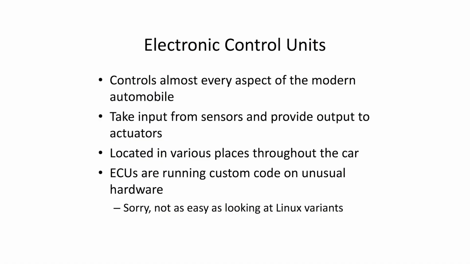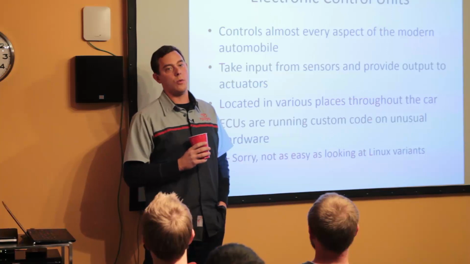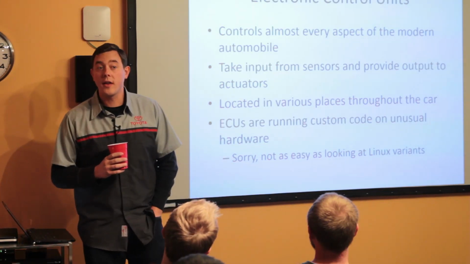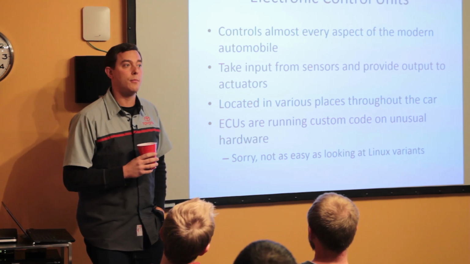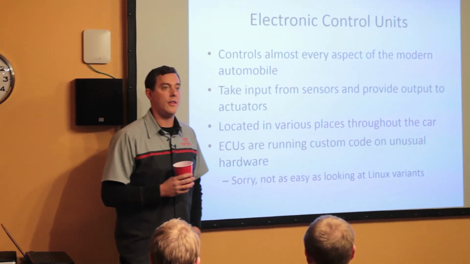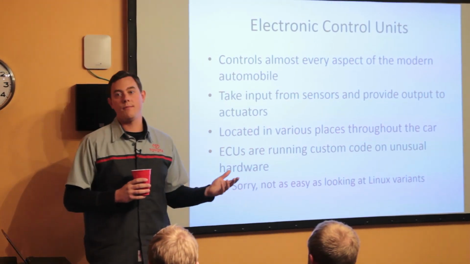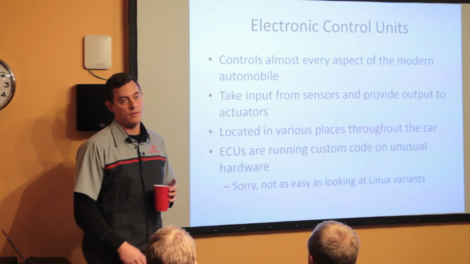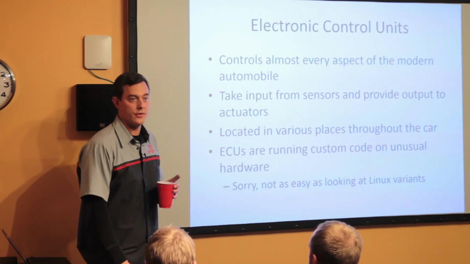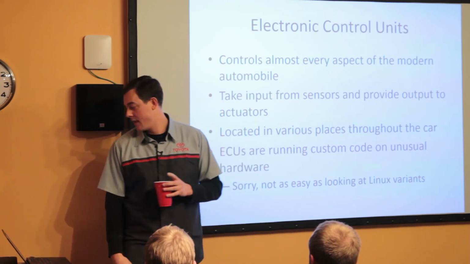ECUs, right? Electronic control units. These are the things in the car that really control every aspect. Although they control every aspect, not all of it is done over CAN, but they do mainly control every piece of the car. The general way these things work, right? They take input from sensors, how fast you're going, and output to actuators, clamp the brakes, right?